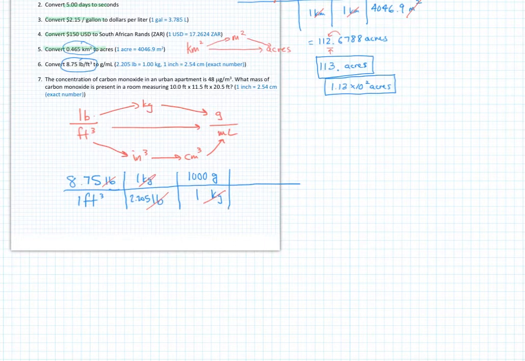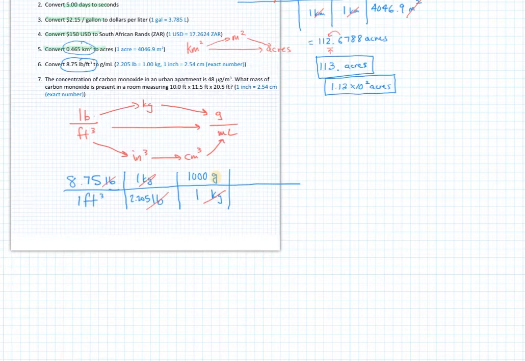Now, if I was to do this calculation right now, what units would I have? I would have grams per cubic foot, because I've crossed off the pounds units. But that's not what I'm trying to get to. I'm trying to get to grams per milliliter. So now I need to work on the cubic foot unit. Let's take a look at that.